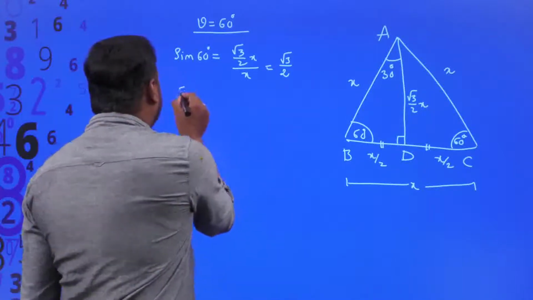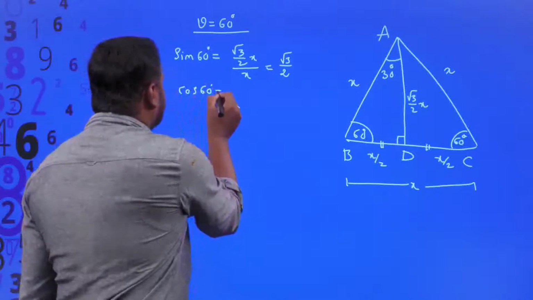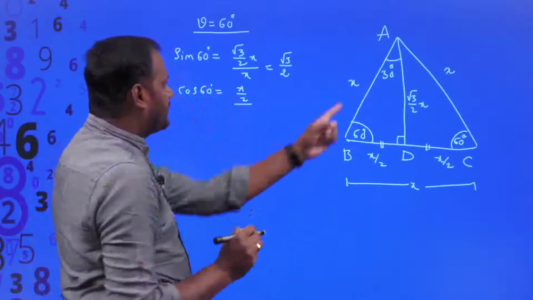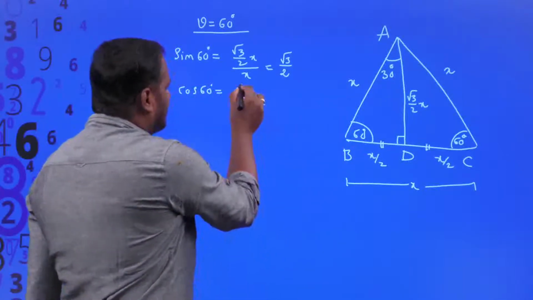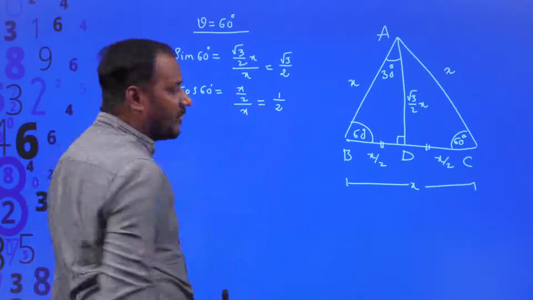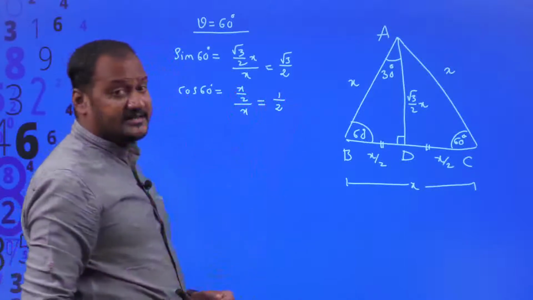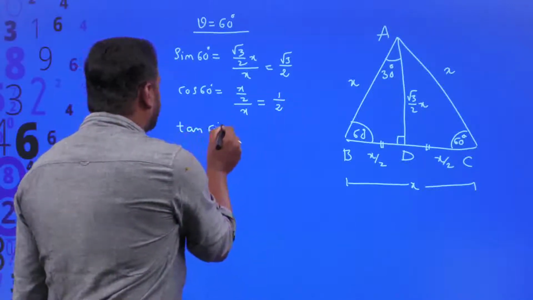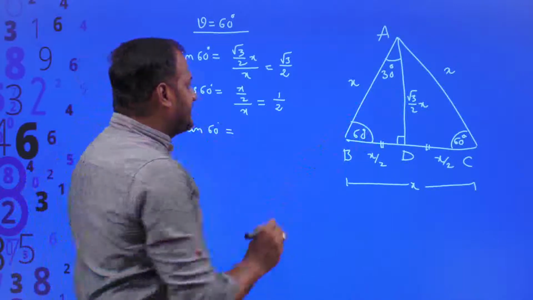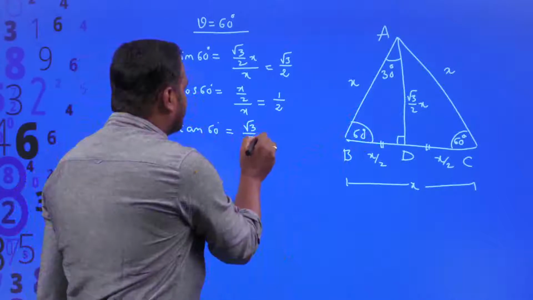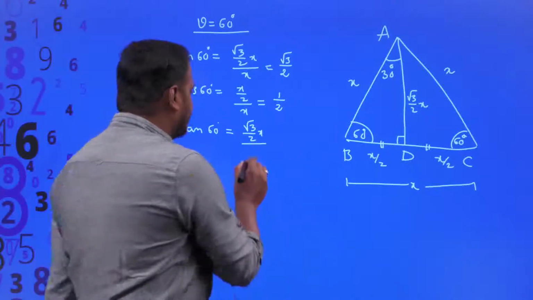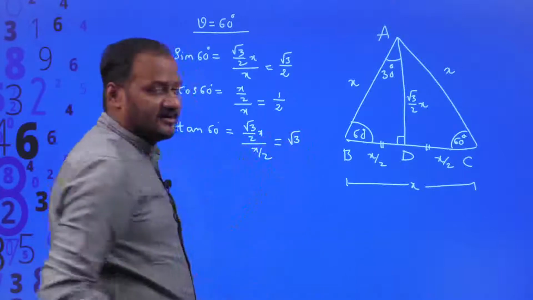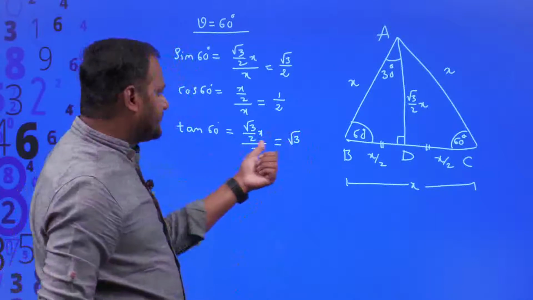Now coming to cos 60 degrees. Cos 60 degrees is equal to side adjacent to 60, that is x divided by 2, by hypotenuse, that is equal to x. Now x and x cancel, we are left with 1 divided by 2. That is the value of cos 60 degrees. And coming to tan, tan 60 degrees is equal to side opposite to 60, that is root 3 by 2x, divided by side adjacent to 60, that is x by 2. So here x by 2 cancels, we are left with only root 3. So that is the value of tan 60 degrees.